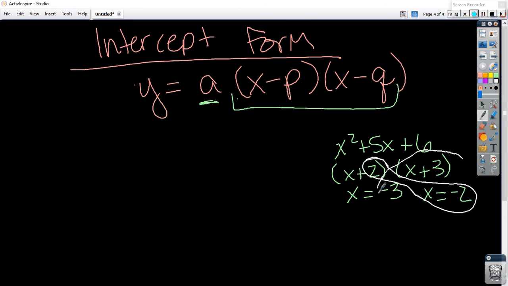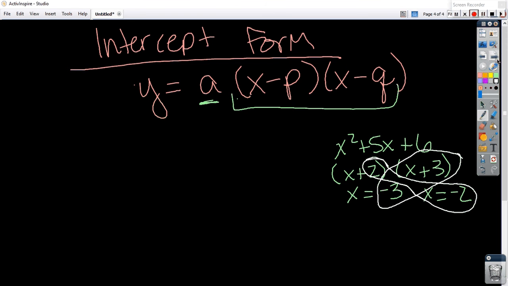The P and the Q are the x-intercepts. This is where they're crossing the x-axis. So before you even graph it, you know where it's going to cross x. Okay. This one doesn't give you the y, but it does give you the x. All right, so look at the example on the back of that page.